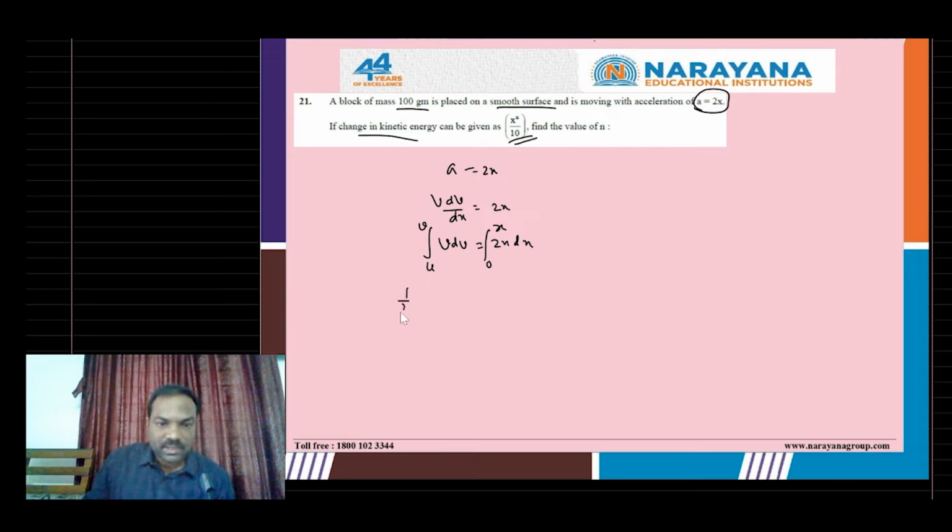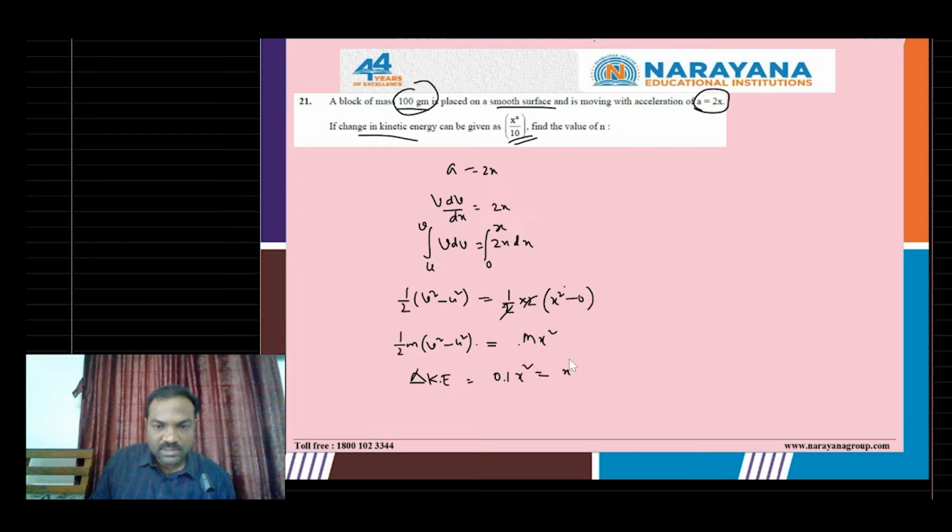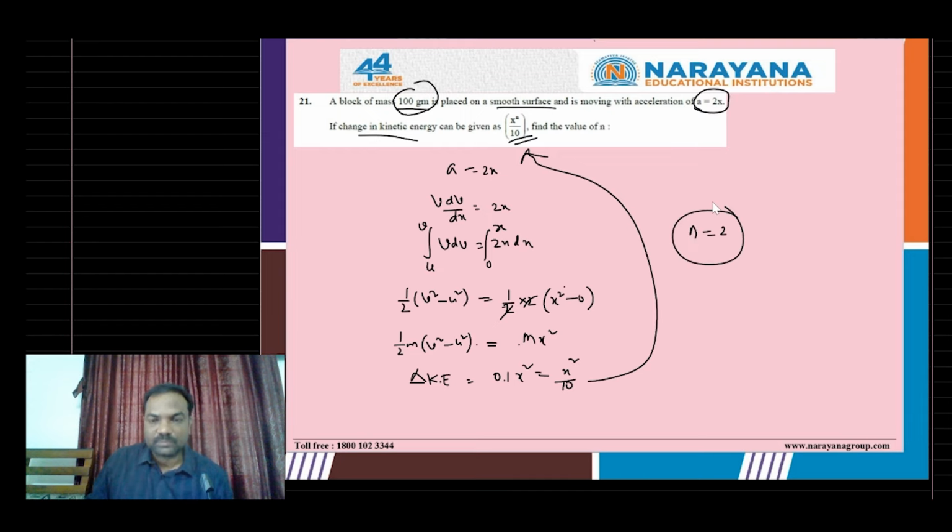Then I can write down that half into v square minus u square, integration of v dv, v square by 2, is equal to 2 into x square by 2 minus 0. So then if I multiply with the mass on both sides, where mass is 0.1, half m into v square minus u square will give you the change in kinetic energy. Here 2 and 2 cancel out, m into x square directly. So change in kinetic energy is equal to 0.1 x square, which is nothing but x square by 10. If you compare with this format, what is the n value you will get? You will get n value 2.